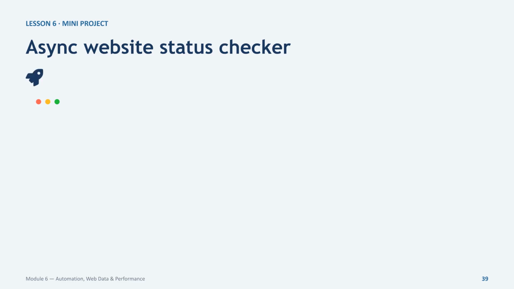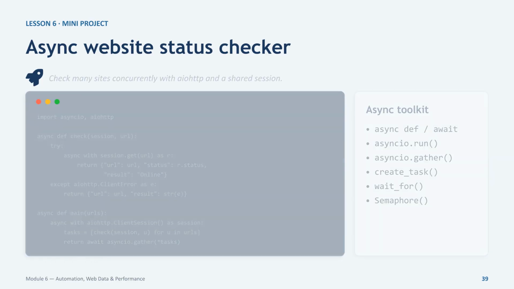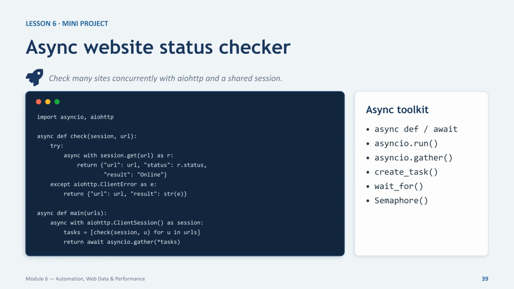It uses a session to manage multiple concurrent requests efficiently. By combining asyncio.gather and a semaphore, we check dozens of sites in parallel while maintaining control. It's a perfect example of how lightweight and fast async Python can be.